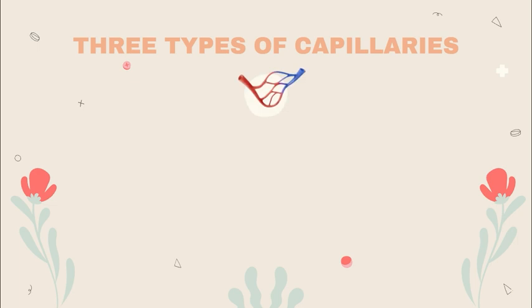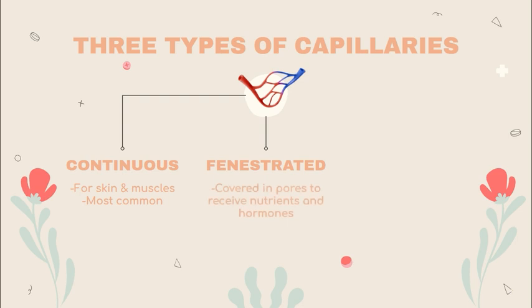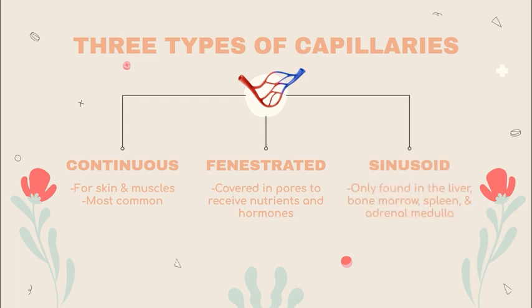Just like the arteries and veins, there are 3 types of capillaries. First, you have continuous capillaries that are in skin and muscles, making them the most common. Second, there are fenestrated capillaries that are covered in pores to receive nutrients and hormones into the bloodstream. Third, there are sinusoid capillaries that are only found in the liver, bone marrow, spleen, and adrenal medulla, which is a part of your adrenal gland.